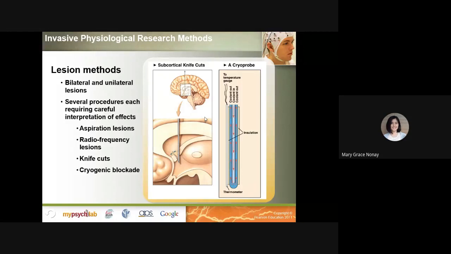The third one is knife cuts. Okay, so we have there, on the left image, the subcortical knife cuts. So sectioning or cutting is used to eliminate conduction of a nerve or tract. A tiny, well-placed cut can unambiguously accomplish the task without producing extensive damage to surrounding tissue.